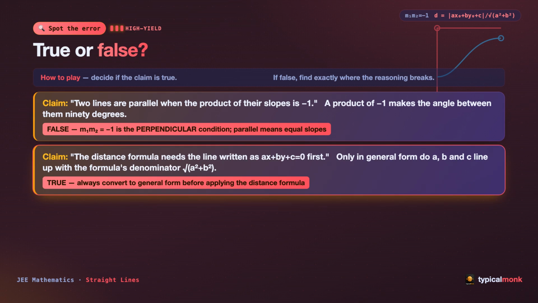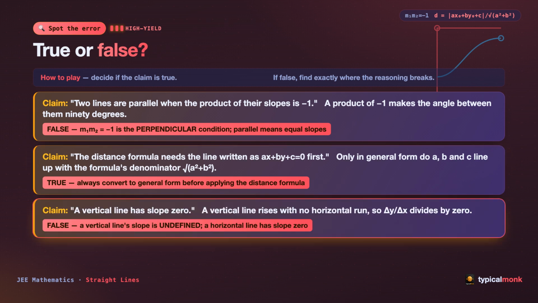Claim 2. The distance formula needs the line written as ax + by + c = 0 first. This is true. Only in the general form do a, b, and c line up with the denominator, the square root of a² + b². Always convert first. Claim 3. A vertical line has slope 0. False. A vertical line rises with no horizontal run, so Δy over Δx divides by 0. Its slope is undefined. It is the horizontal line that has slope 0.